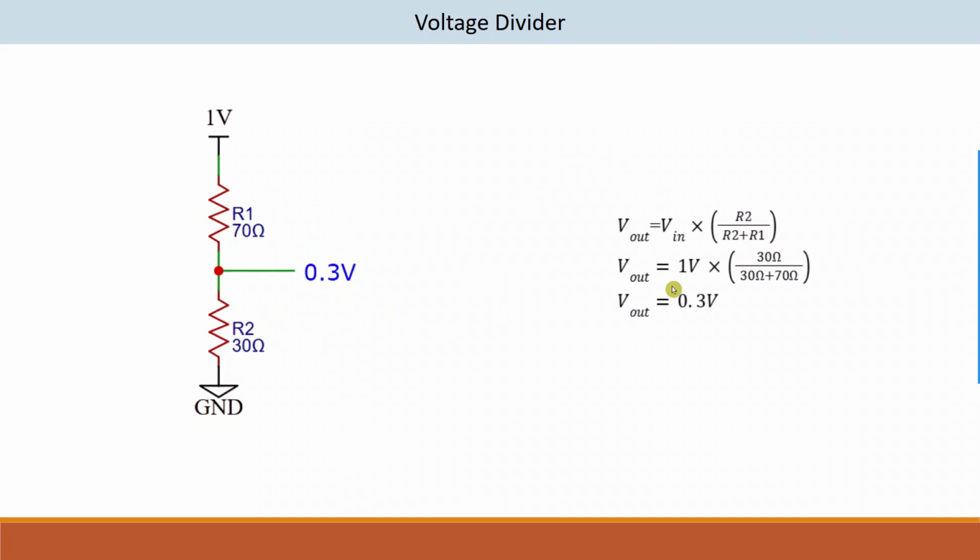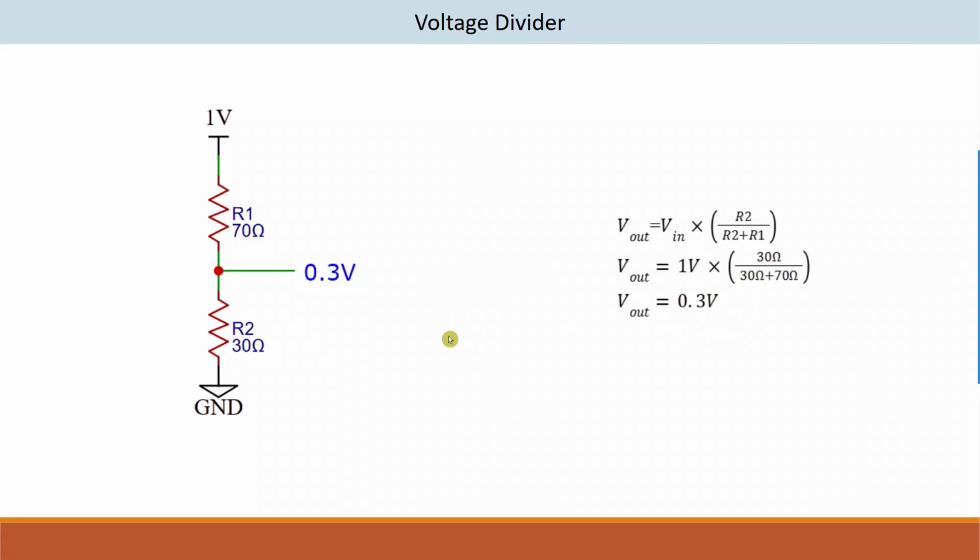Okay, so what is the V in? V in is 1 volt and R2 is 30 ohm. R2 plus R1, 30 plus 70, will be 100, and ohm and ohm cancel, so 30 divided by 100 equals 0.3. So 0.3 times 1 will be 0.3 volt. You can calculate, and you will be getting 0.3 volt.